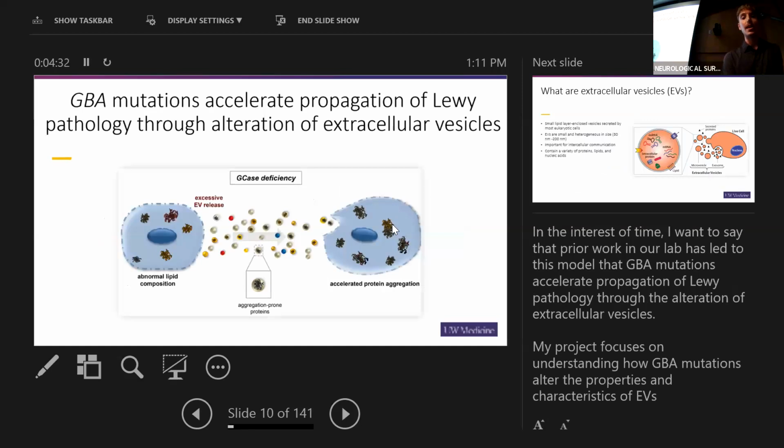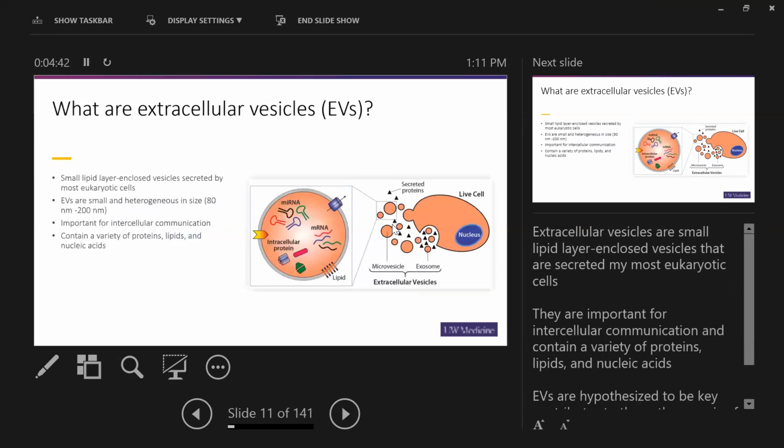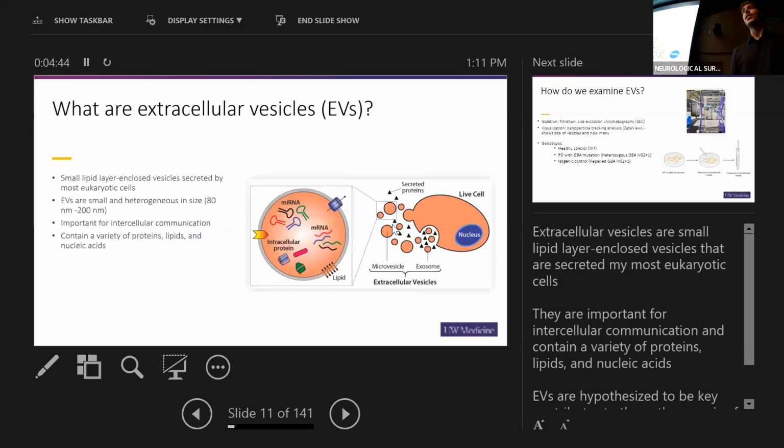With these methods in mind, we were interested in how GBA mutations accelerate the propagation of this Lewy pathology and how they alter extracellular vesicle composition. First off, what are extracellular vesicles? Extracellular vesicles are small lipid layer enclosed vesicles secreted by most eukaryotic cells. They're really important for intracellular communication.